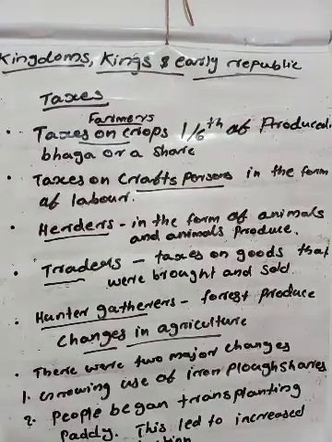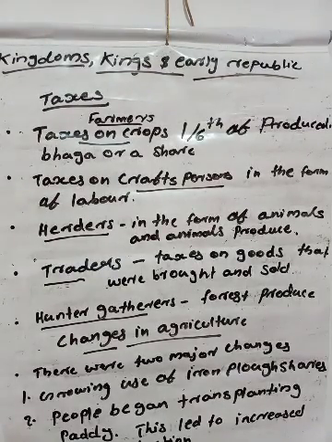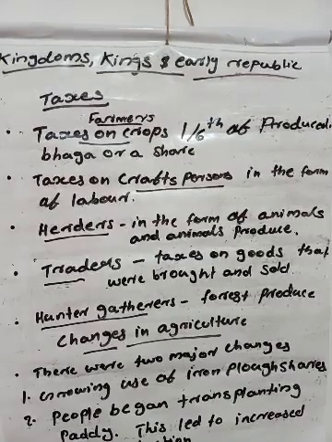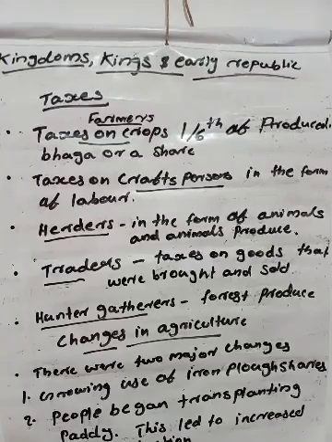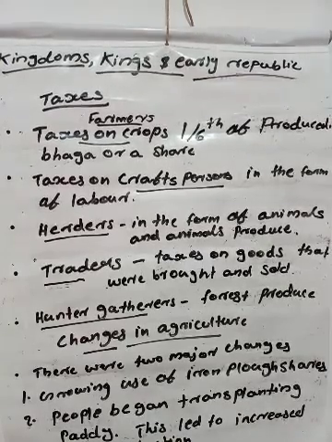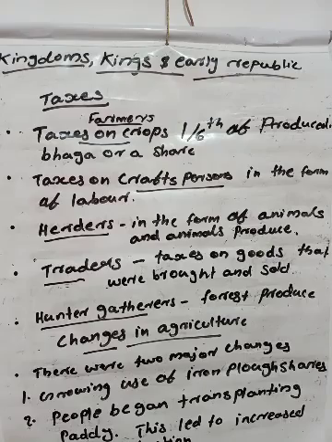So these are today's points. What are the various taxes imposed by the rulers of the Janapadas? Taxes on farmers, 1/6 of the produce; taxes on craftspersons in the form of labor; herders in the form of animal produce; traders on the goods they have to pay; and hunter-gatherers in forest produce. Then the changes in agriculture: there were two major changes, the growing use of iron plowshares, and people began transplanting paddy. This led to increased production.